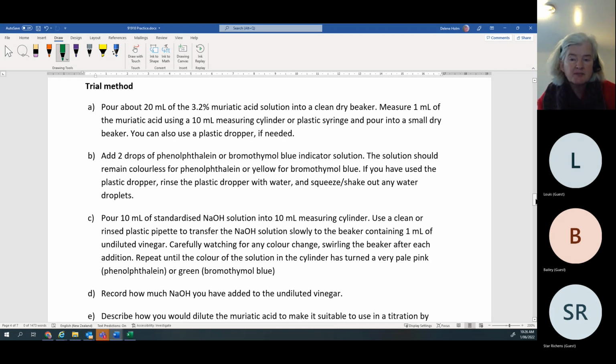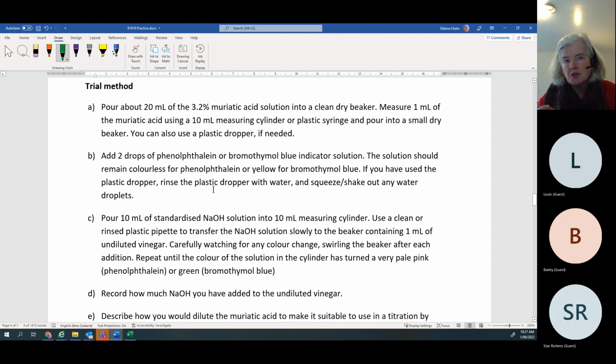And then you've got to add some indicator, because if you don't add indicator, you can add as much sodium hydroxide as you like to it and nothing's going to happen. I mean, as in you can't see anything happen. There will definitely be a reaction, you just can't see it. So you can either use phenolphthalein or bromothymol blue.